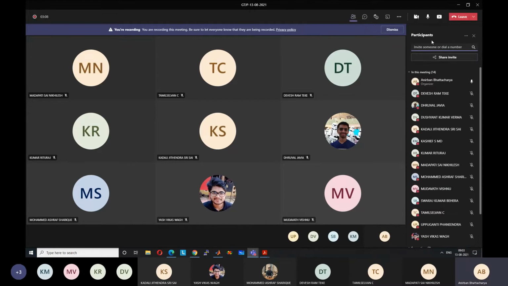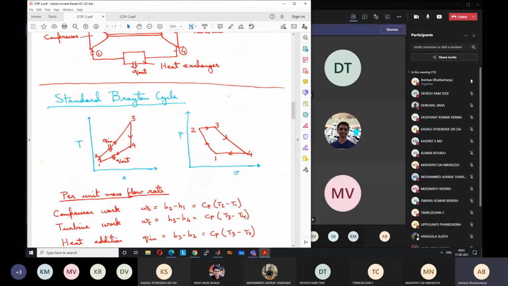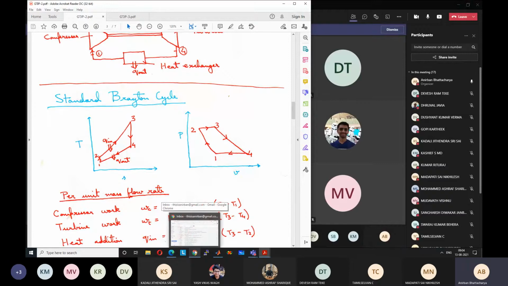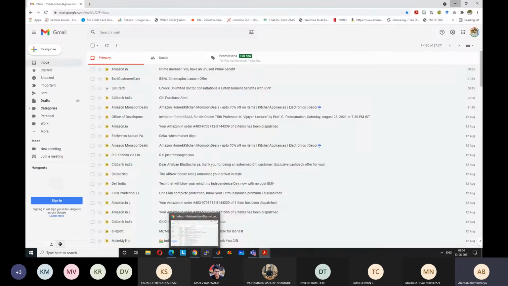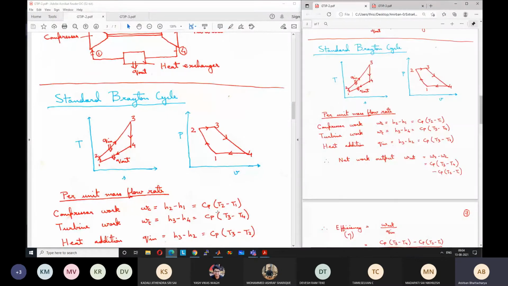Okay, good morning. So we will continue our discussion from the previous class. We had just started discussing simple Brayton cycles or simple gas turbine cycles. And then in the subsequent classes, starting from today, we will see how to modify these cycles to achieve better work output and better efficiency.